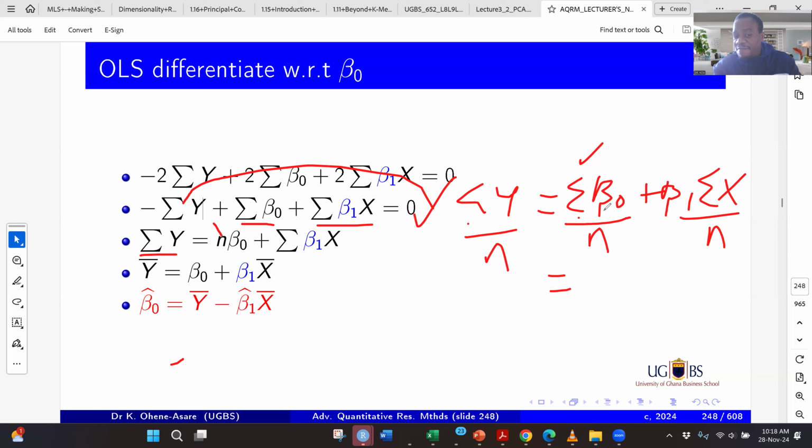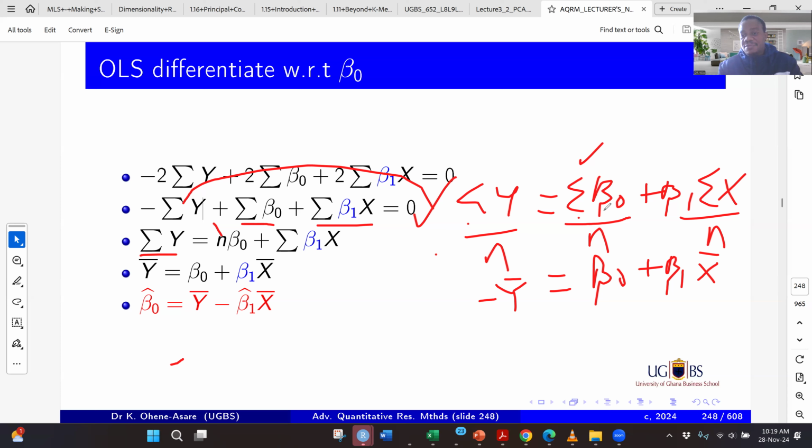So you now have beta naught, because that one is gone by itself. And then you have beta 1 sigma x over n. And sigma x over n is actually x bar, a mean. And sigma y over n on the left-hand side is also y bar, which is a mean. And remember this one is minus anyway. Don't forget. Is it minus? No, it's not minus. We've already killed the minus.